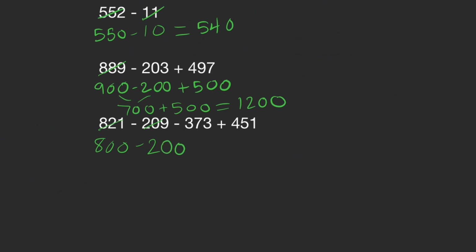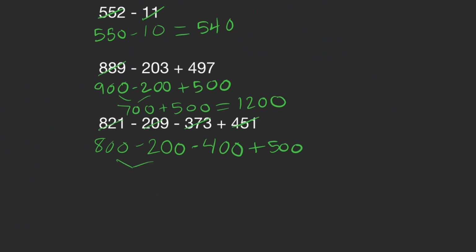Much better. All right. And 373. Let's round that to 400. And then 451. Let's round that to 500. Now, remember, 451 is 49 away from 500. It's 51 away from 400. So it's technically closer to 500. So let's round up to 500 on that one.